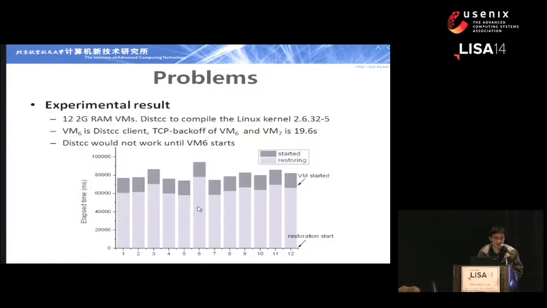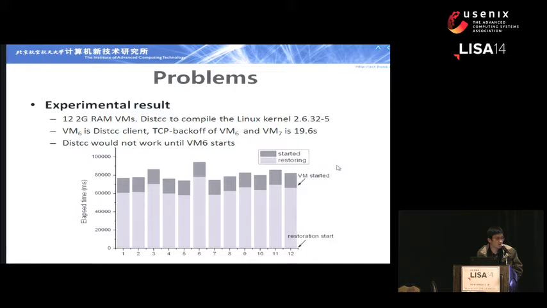We conducted an experiment to show the problem. We set up a cluster with 12 virtual machines and used distcc to compile the Linux kernel. This picture shows the result. The y-axis shows the time, and the gray bar shows the restore latency. We can see the latency exceeds 60 seconds. Besides, the latencies are always various. For example, the difference between VM6 and VM7 reaches about 20 seconds.